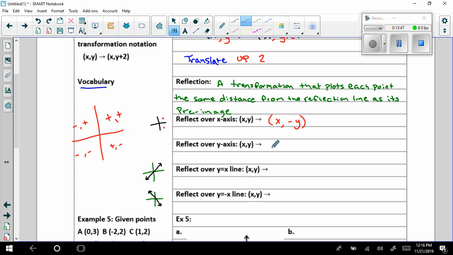If we reflect over the y-axis, it does the opposite. Our x is going to switch. All right, we're going from here to here. And our y is going to stay the same.